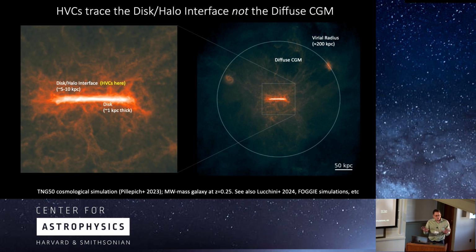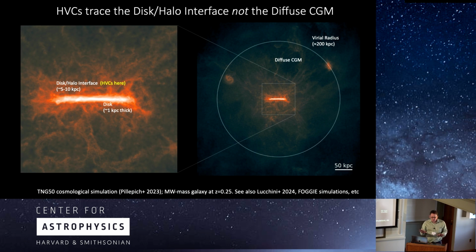High-velocity clouds are not traces of the diffuse CGM of the Milky Way or of any Milky Way-sized galaxy. They're more tracing the disk-halo interface, the region close to the galaxy. And Jess has just told us about some other recent work on this. But if you look at a recent simulation, just to get started, I took this one from TNG50.